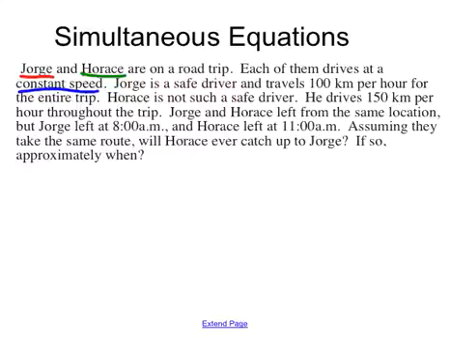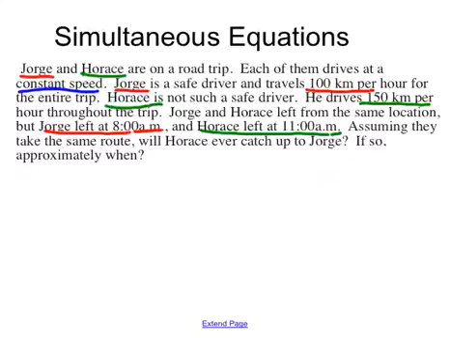Now, Jorge is a safer driver. He's driving at a smaller speed, 100 kilometers per hour, whereas Horace is not such a safe driver. He's a little more reckless, and he is going 150 kilometers per hour through the whole trip. Jorge and Horace left from the same location, but Jorge left at 8 a.m. He's an early riser, and Horace obviously likes to sleep in, so he left at 11 a.m.